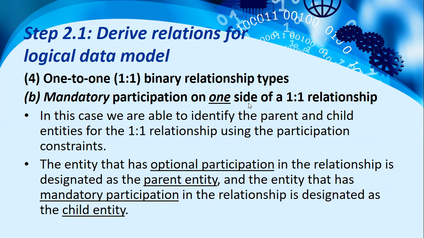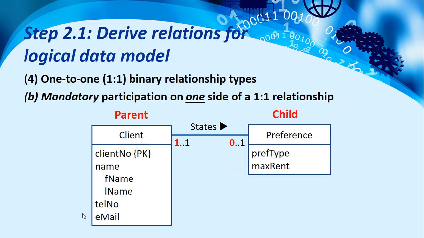So, yun, meron na tayong guide, no? Yung optional, yung parent, yung mandatory, child. So, let's have an example, no? So, let's say we're going to modify this example kanina, no? Client pa rin, and then preference. And since client, ito, 0, no? So, kung babasahin natin ito, client states 0 or 1 preference. So, in other words, hindi lahat ng client may sinabi na state, sorry. Hindi lahat ng client may sinate na preference.